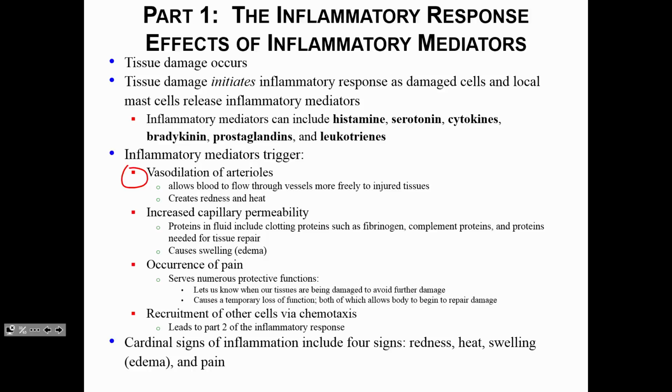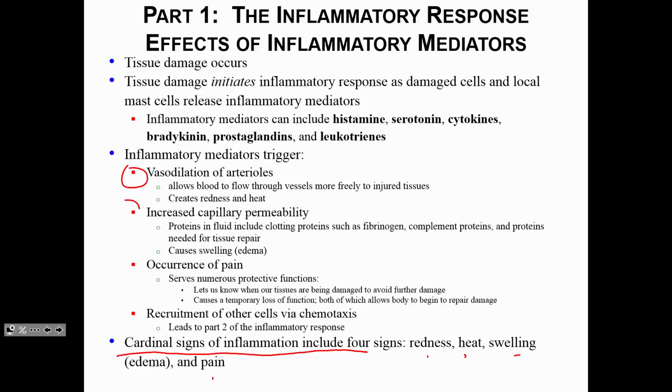Now, this creates redness and heat. Okay, so it's going to get red. It's going to also produce heat because of that increased blood flow. And again, that is part of the signs of inflammation. We have 4 cardinal signs of inflammation: redness, heat, swelling, and pain. That's what tells you, okay, we got a problem. All right, now let's get control of it.